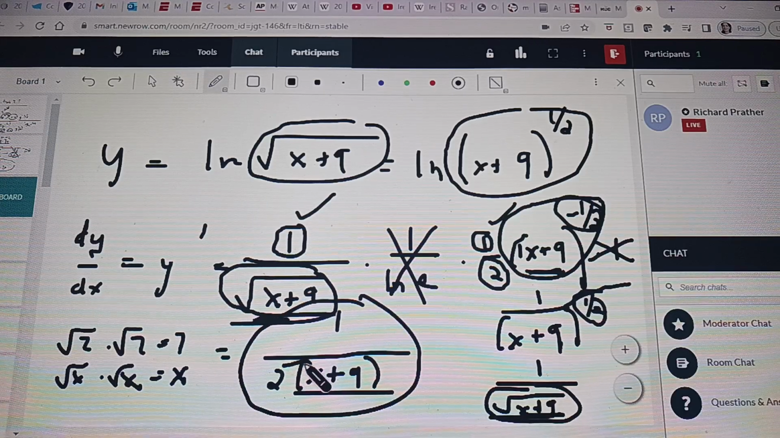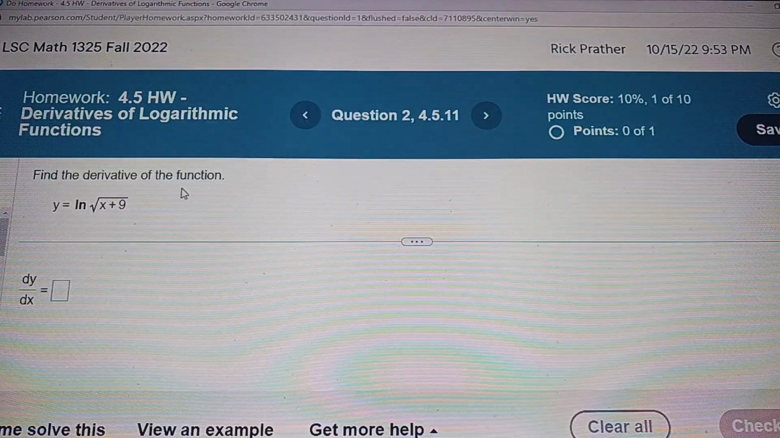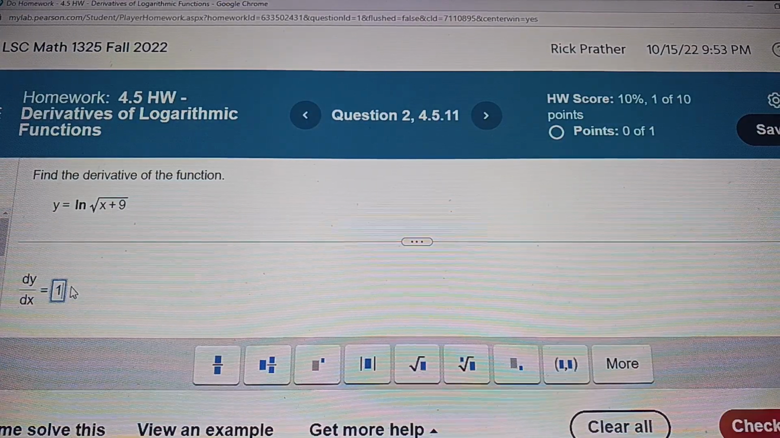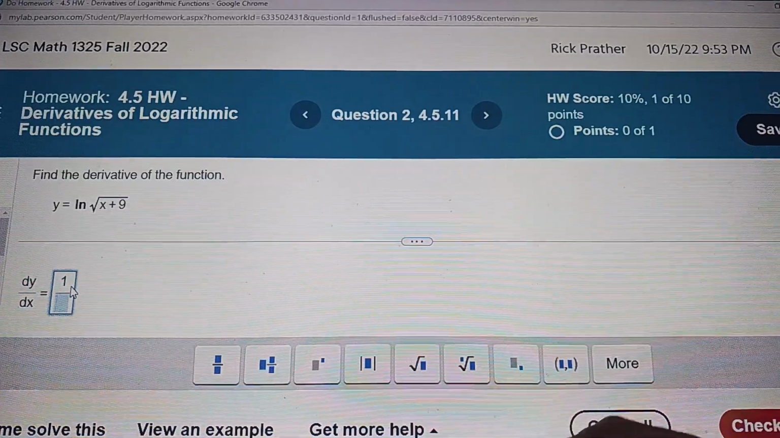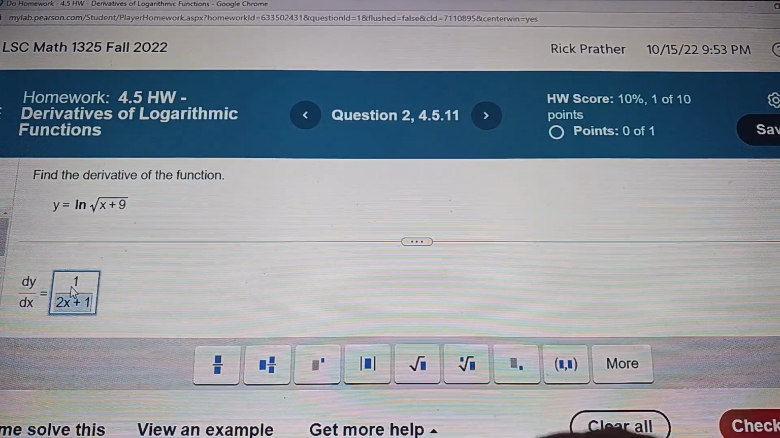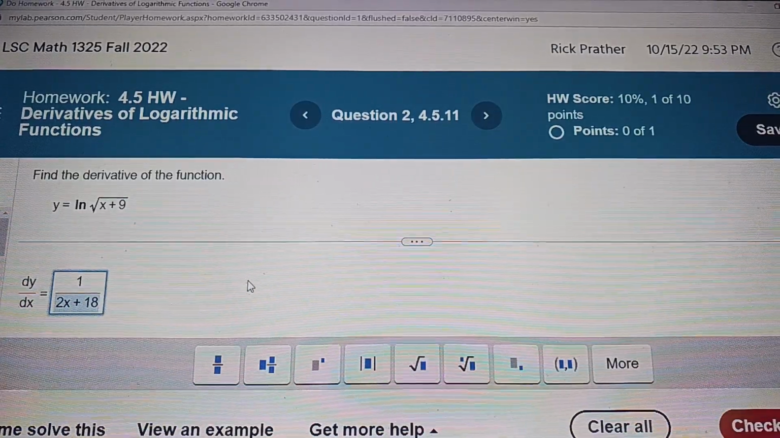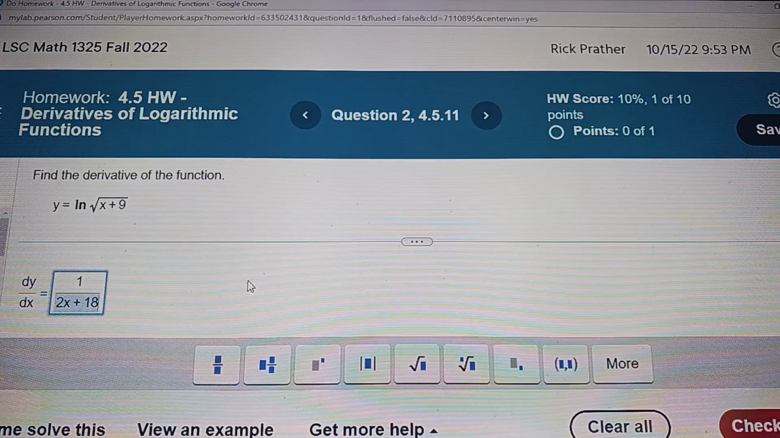You could distribute this and get 2x plus 18 if you'd rather have that. Maybe that's less typing since that's so easy. I may as well go ahead and do that. 1 over 2x plus 18. And that way I don't have to write the parenthesis part. So it wouldn't be wrong if I left it 2 times x plus 9 though.